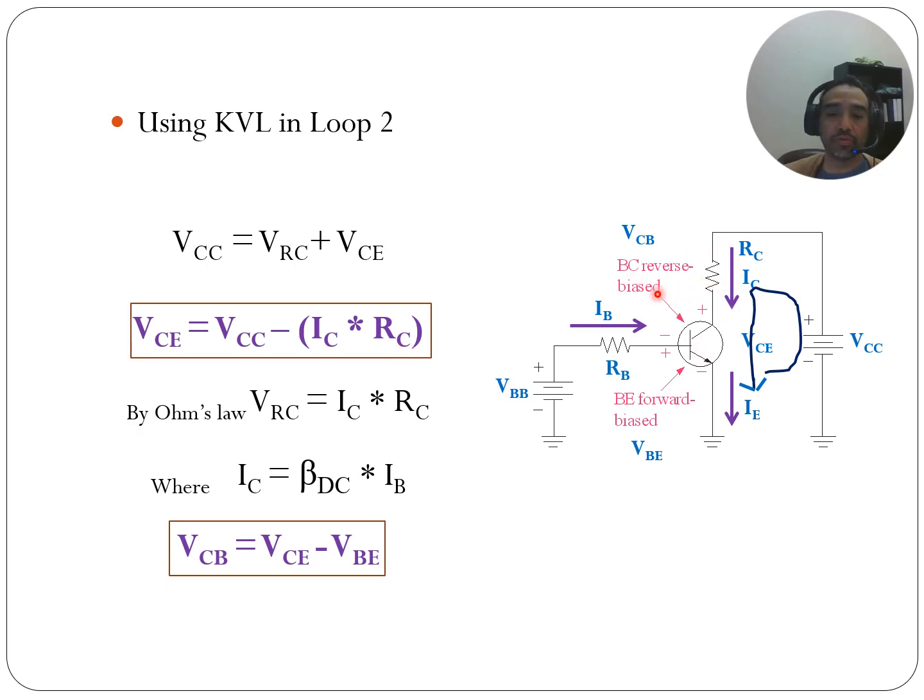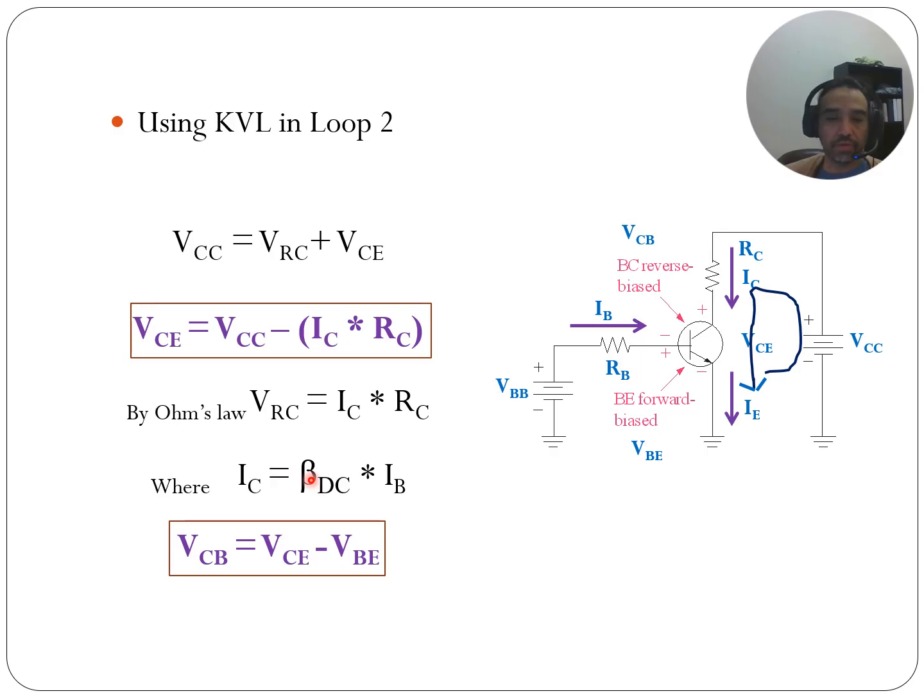So IC times RC is just the voltage being dropped across that resistor. Ohm's law, right? VRC is equal to IC times RC. So all they're doing is substituting up here. And then remember that IC is also equal to beta DC times IB. So beta, you can always get it from the spec sheet. And so that's one way of doing it.